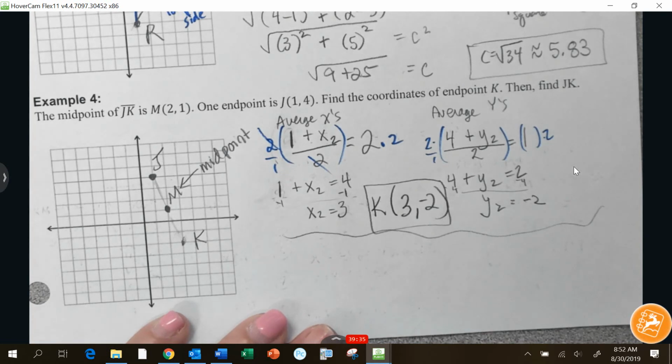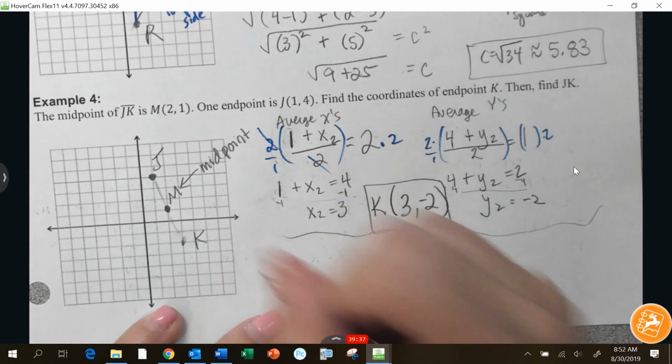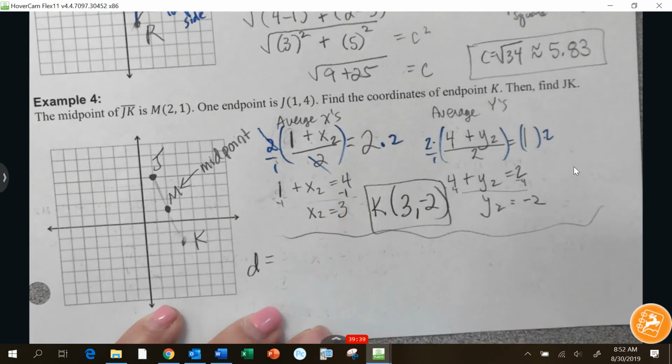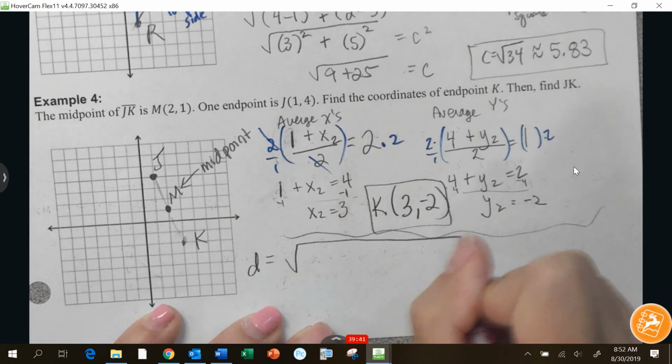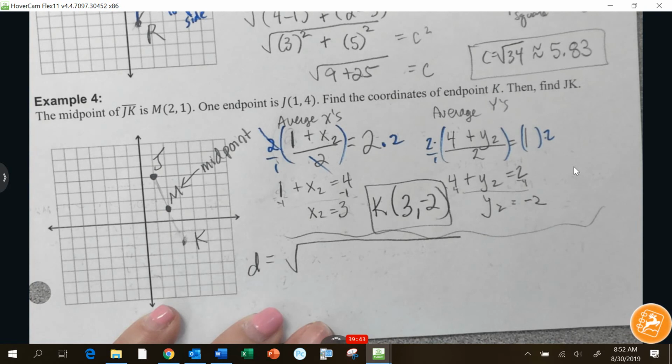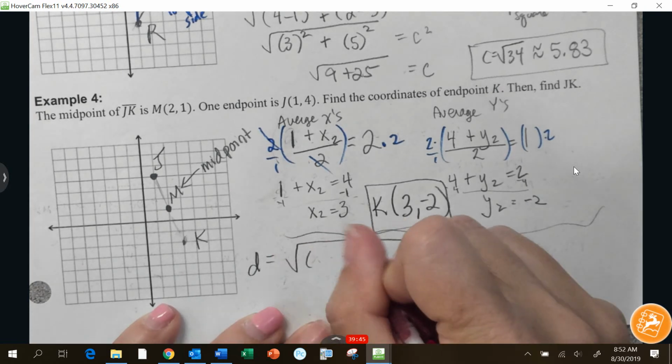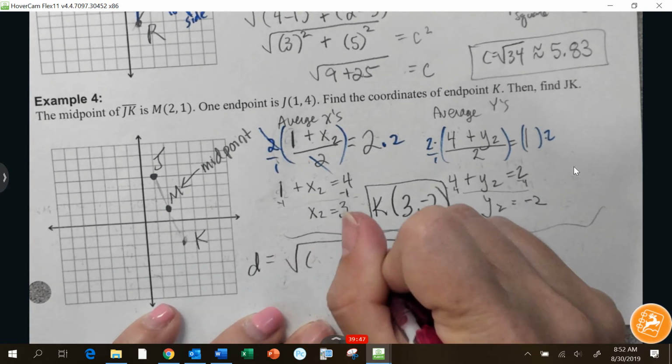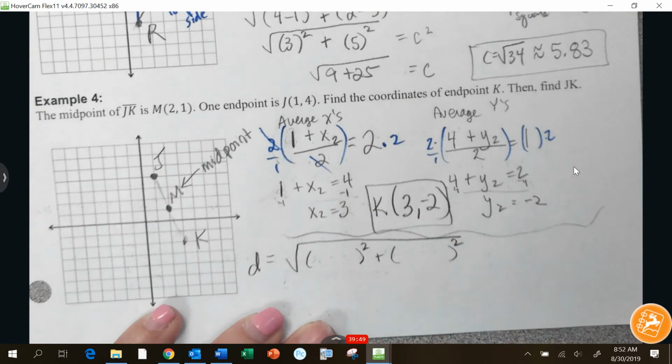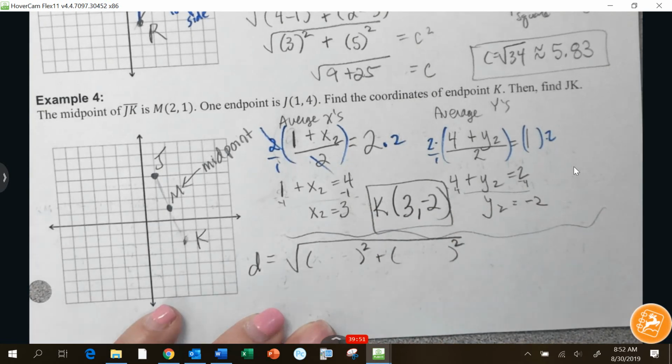Okay, and then we have the distance formula really quickly. We have the distance formula. So you're going to have a square root to do. You have to subtract your x's, then you have to square them. You have to subtract your y's, then you have to square them. Add those together, square root the whole answer. This is the Pythagorean theorem.